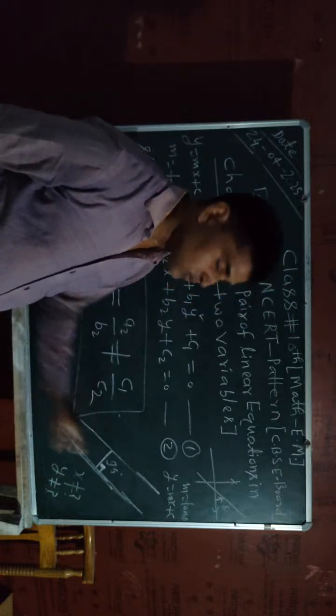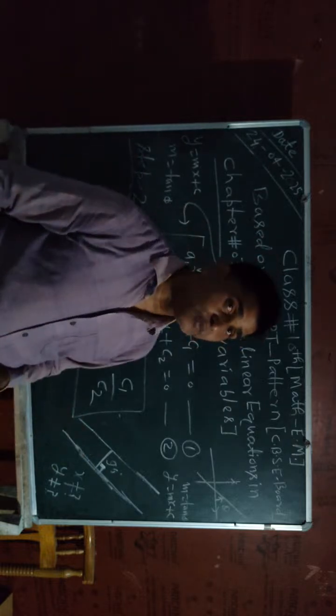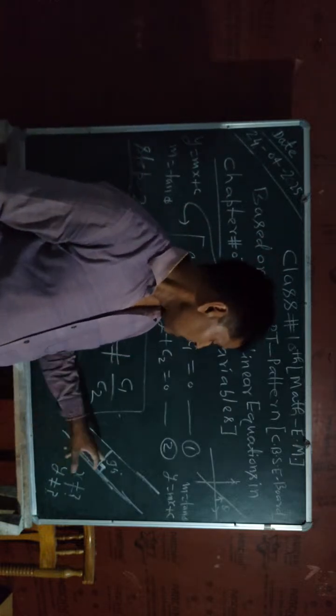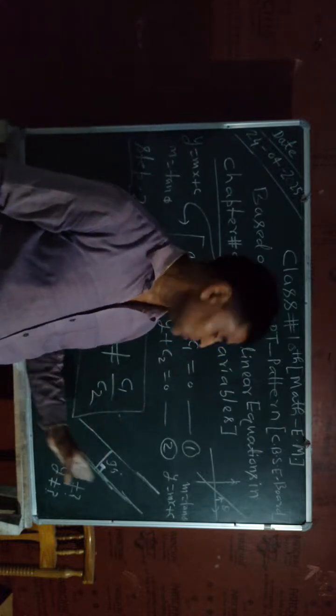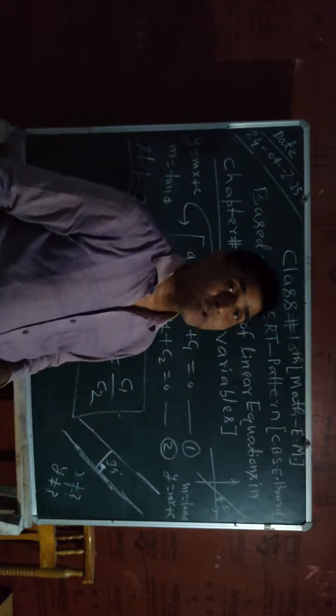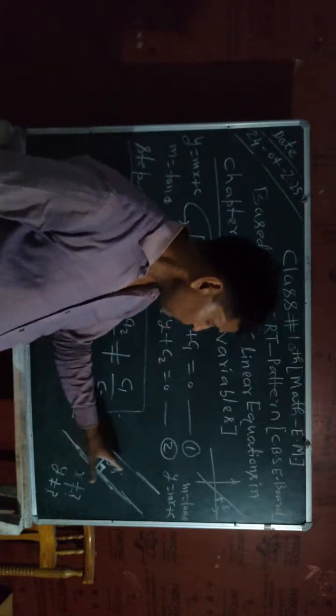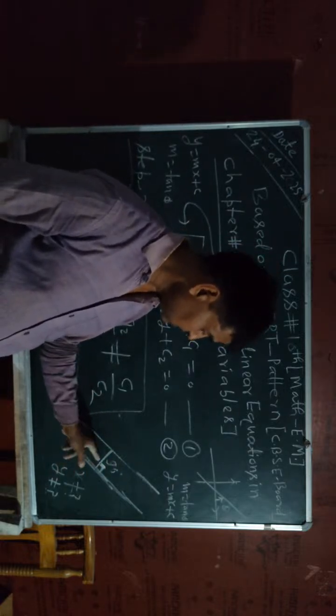But in this case, one question can be asked: find the distance between two parallel lines. So in this case, I have also written the formula: P is equal to magnitude of C1 minus C2 divided by square root of A square plus B square. By using that formula, I can obtain the distance between these two parallel lines.